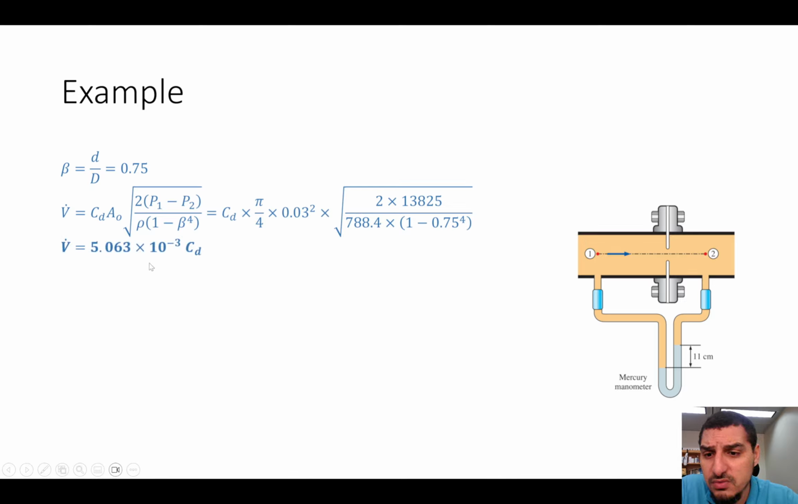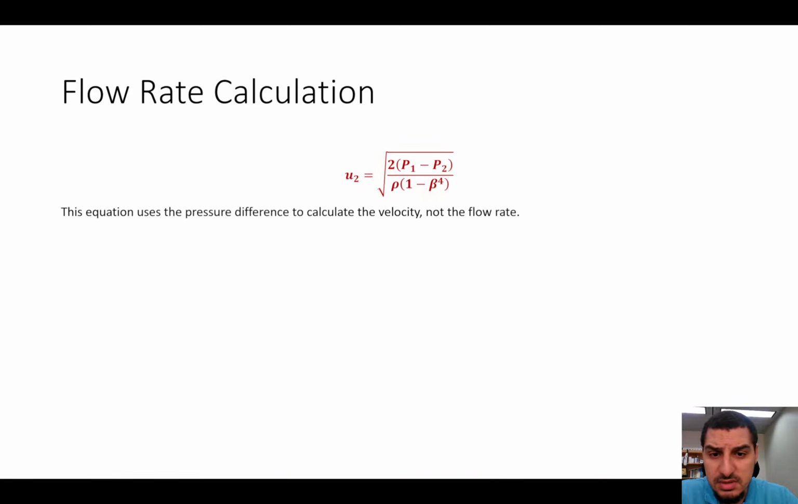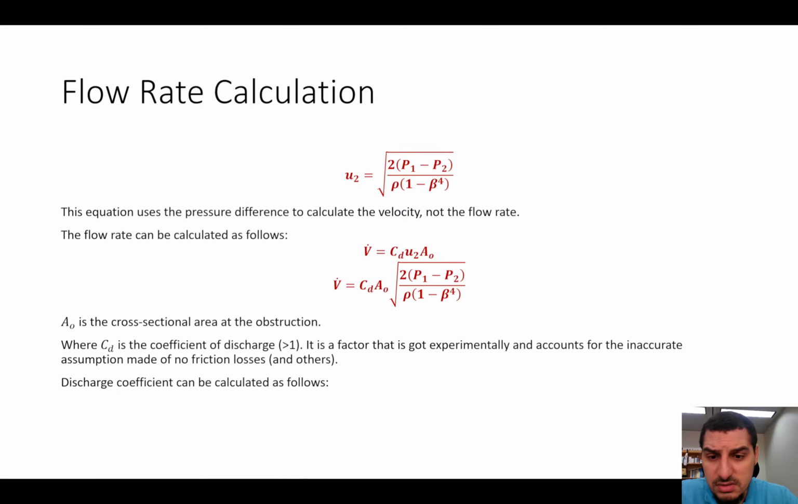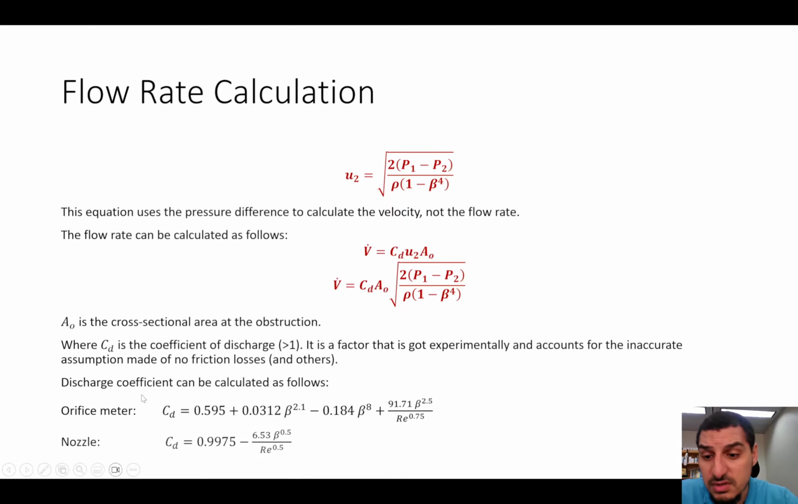So the equation will be V dot equals this number times CD. Of course, we don't know CD because, if you remember from our previous discussions, CD was a function of the Reynolds number for the orifice meter. It's a constant multiplied by, or a function of, beta. We know beta, so it's not a big deal, and it's also a function of the Reynolds number. We don't know the Reynolds number, so we need to find it now.